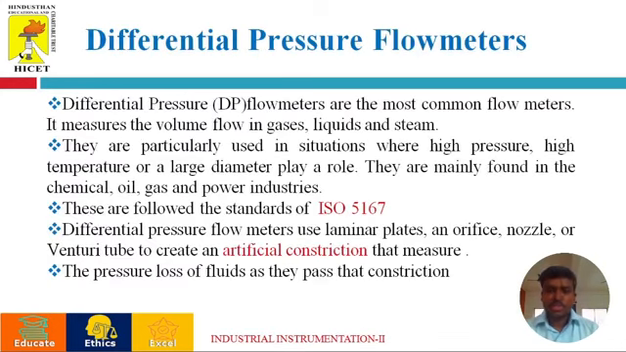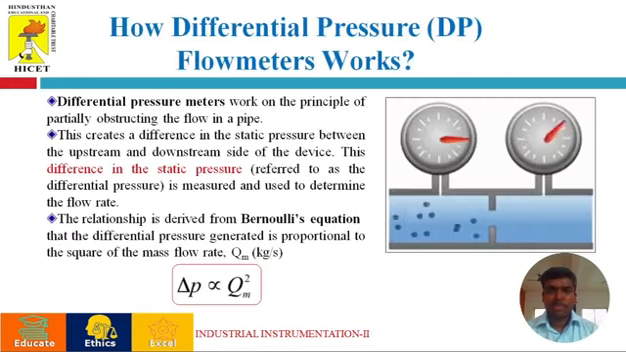Differential pressure flow meters are the most common flow meters used in all industries to measure the volume of flow in gas, liquids and steam. They follow the standards of ISO and ISA. They consist of laminar plates, orifice, nozzle and venturi in order to create an artificial constriction in the pipe. It creates a pressure difference. When the flow rate increases, more pressure drop occurs, and this is related with the help of Bernoulli's equation, by which the pressure difference is related to the flow rate measurement. And this is how the differential pressure flow meter works.